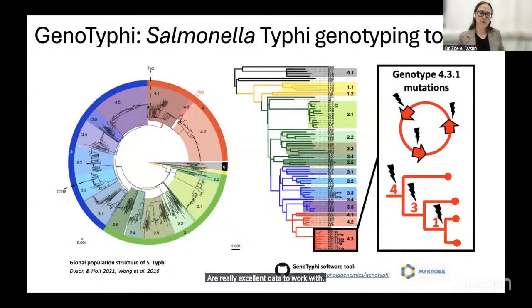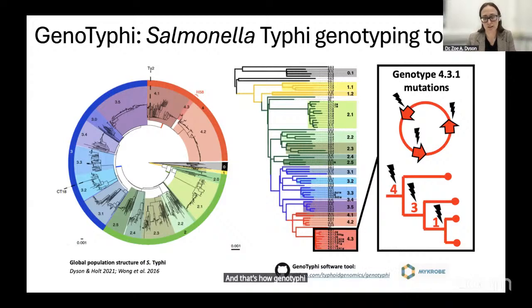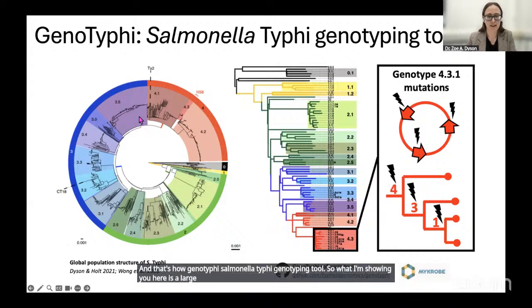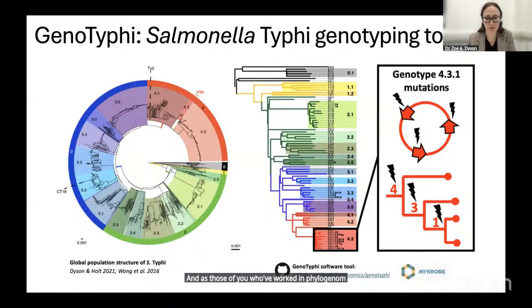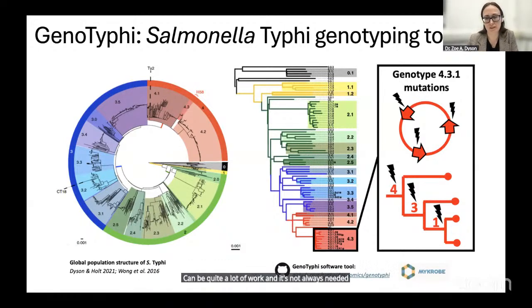So for those who may not be familiar with strain typing techniques, I just wanted to give one example of one that's relevant to the case study later in this presentation, and that's our Genotyphi Salmonella Typhi genotyping tool. So what I'm showing you here is a large phylogenetic tree that contains around 2,000 whole genome sequences of Salmonella Typhi. And as those of you who've worked in phylogenomics for quite a while, and those who might be new to it can probably estimate, inferring large contextual trees like this every time you want to understand the lineages circulating in a pathogen population can be quite a lot of work, and it's not always needed depending on the type of analysis you want to do.